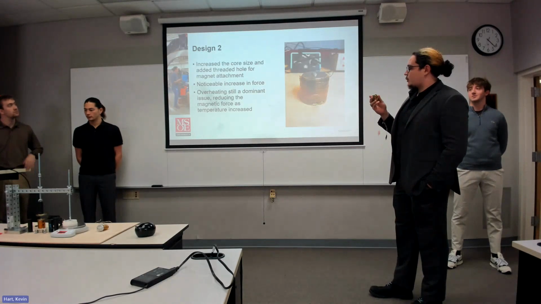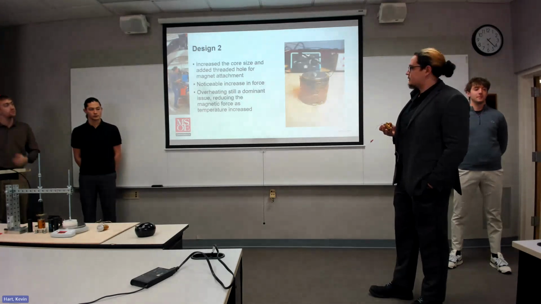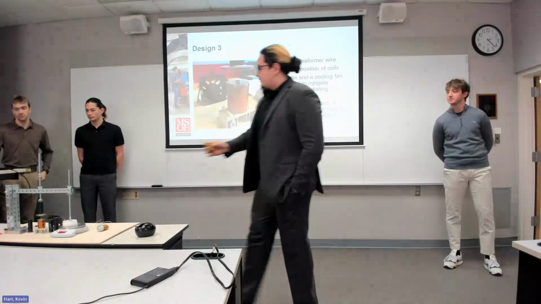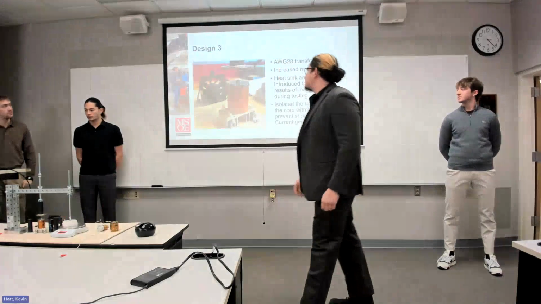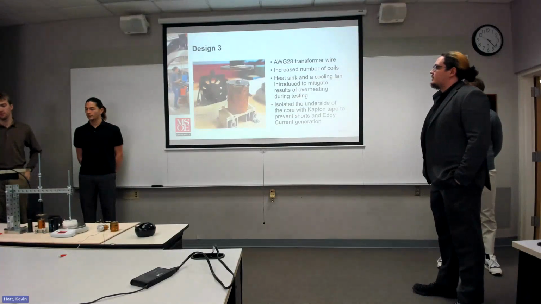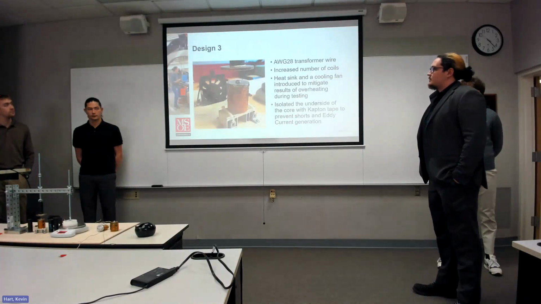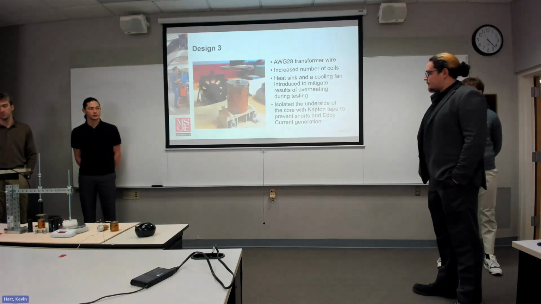But we noticed that overheating was a really big issue here, and we needed to deal with that in the second iteration. The final iteration, which is mounted right here. Here we used a much finer wire, which resulted in a significant increase in the number of turns, which in turn increased the ampere turns, and that is the ability to generate magnetic force around it.